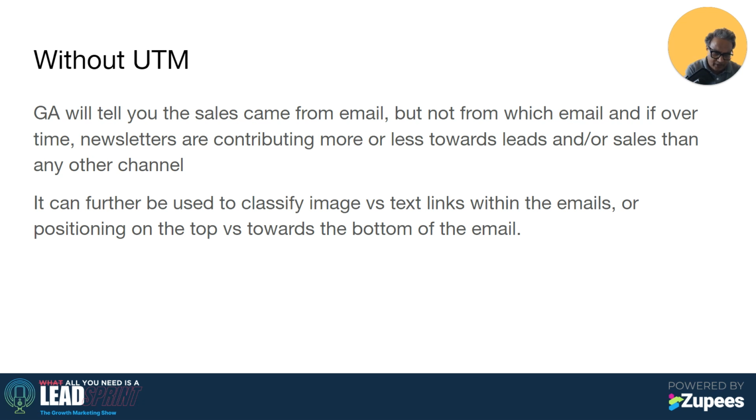Now without UTM, think of it like this. GA will tell you that the sale came from email, but it won't be able to tell you which email it came from, which email contributed to the first click versus last click, and if newsletters are contributing to more traffic and less sales versus any other channel.